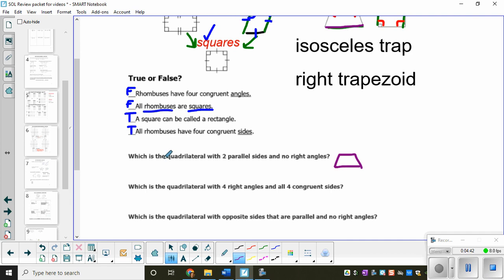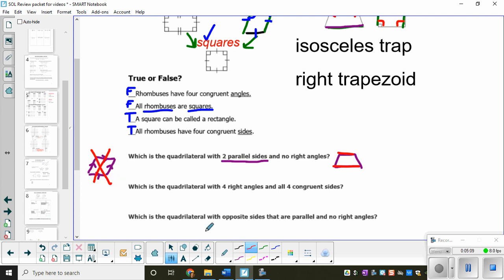All right, had it said which is the quadrilateral with two sets of parallel sides and no right angles, then we would have drawn a parallelogram or a rhombus, because then it would have had this set parallel and then another set that's parallel, and then no right angles. But it didn't say that. It just said two parallel sides. So again, that side and that side are parallel, so we know we've got a trapezoid.